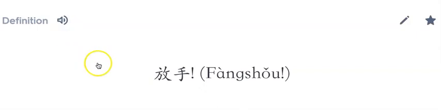Let's look at one more. 放手, 放手. All right. Let go. Let go. 放手. Well, I can right here. You can see there part of the definition of fang. Fang. We don't say fang. Don't say fang.